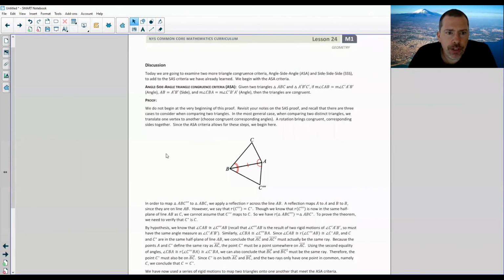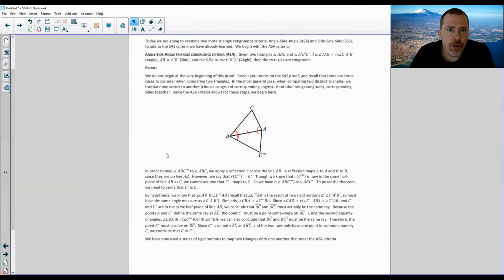Okay, page 2 brings us to a discussion. Today we're going to examine two more triangle congruence criteria: angle, side, angle, and side, side, side, to add to the SAS criteria we have already learned. We begin with the ASA criteria.